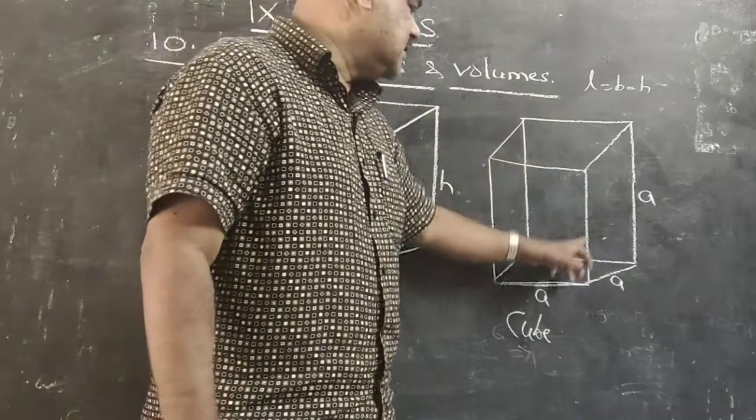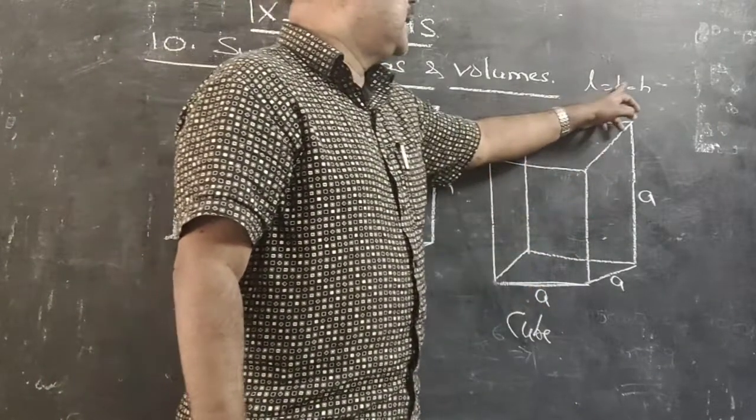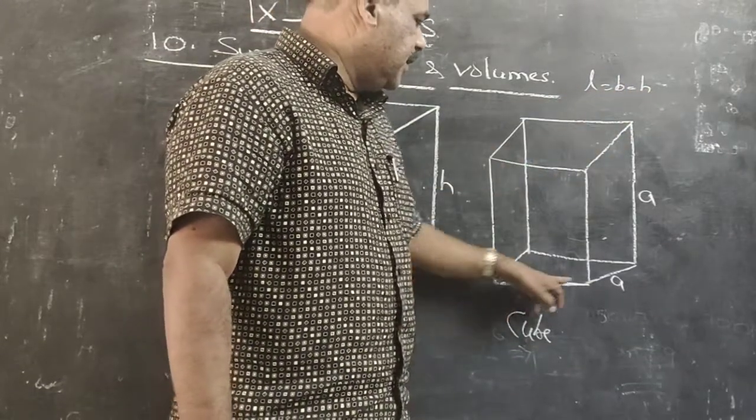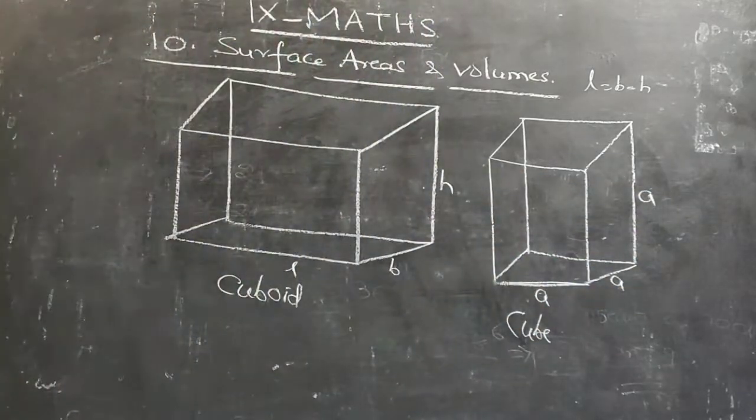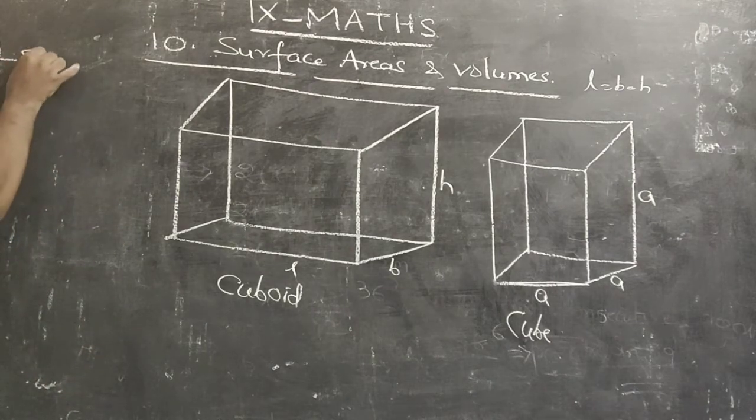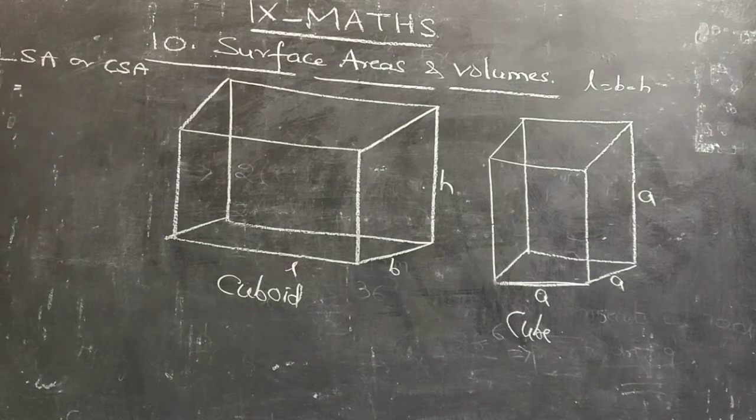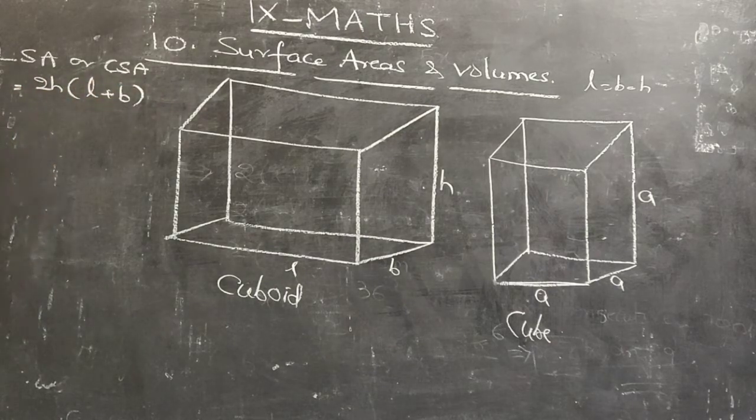So a cube has 6 square faces. In a cube, length, breadth, height, all the 3 are equal. Now we call it the edge of the cube. It is denoted by a. Now for a cuboid, the lateral surface area or curved surface area is given by the formula 2h(l + b). This is the formula to find the lateral surface area of a cuboid.